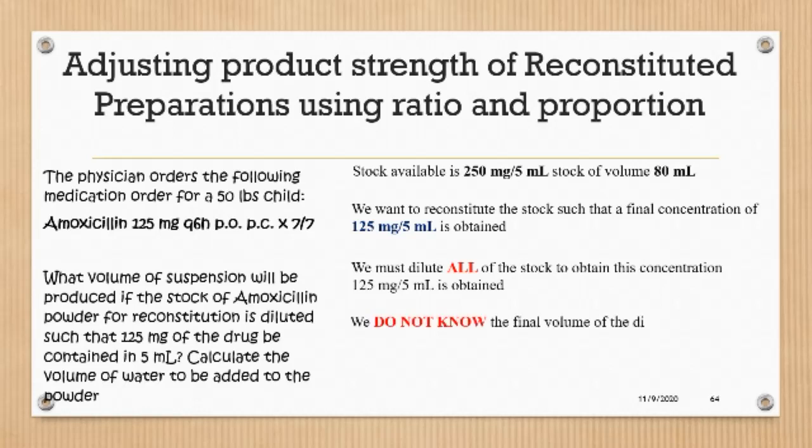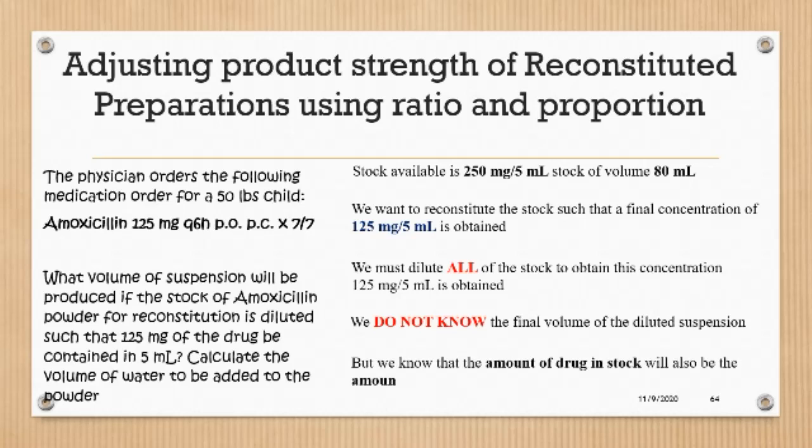We do not know the final volume of the diluted suspension, meaning that if I add enough water to the 250 milligram per 5 mL stock powder, I am not going to know what the final volume is. I know I'm going to add sufficient water such that the concentration is now 125 per 5 mL. But I won't know what the final volume will be. I have to determine that.